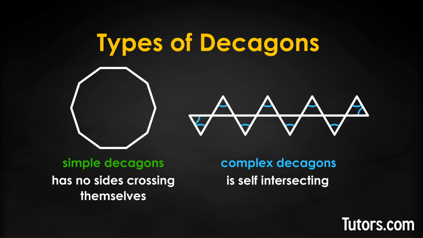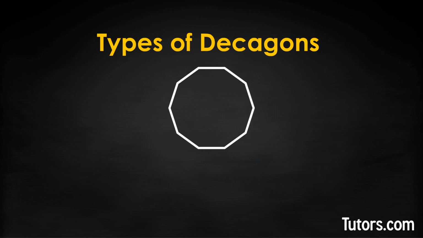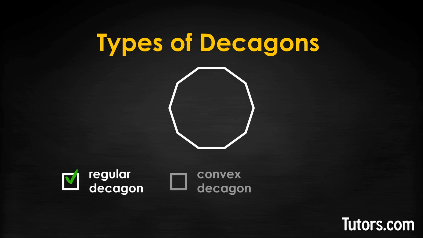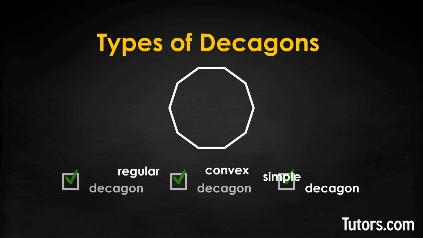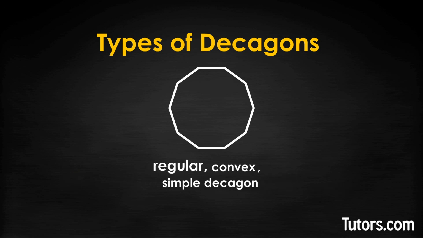Because it is so highly irregular and self-intersecting, a complex decagon need not follow any predictable rule about interior angles or their sums. Notice that a single decagon can fit into several categories. The classic regular decagon meets all these requirements: regular decagon, convex decagon, simple decagon. So to be absolutely accurate, and maybe a bit fussy, you could describe this figure as a regular, convex, simple decagon.